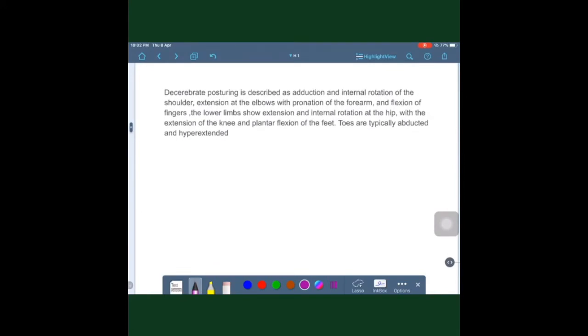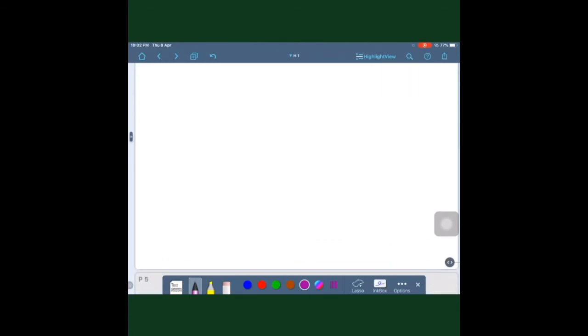What is the posturing seen in decerebrate rigidity? It includes adduction, internal rotation of shoulder, extension at the elbow with pronation of forearm and flexion of fingers, and lower limbs show extension, internal rotation at hip and the extension of knee and plantar flexion of foot. Toes are abducted and hyperextended.